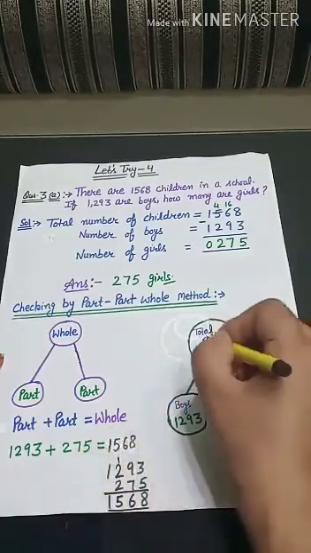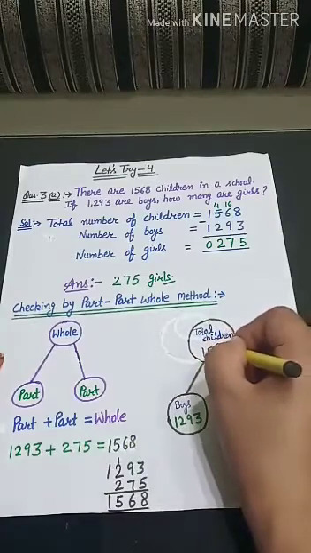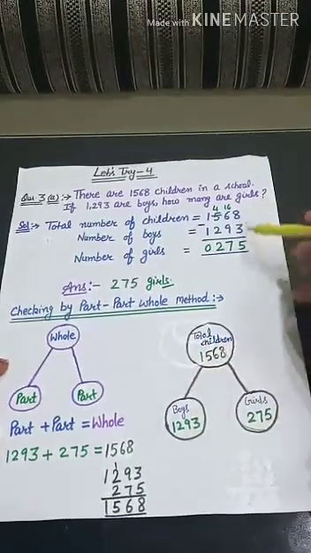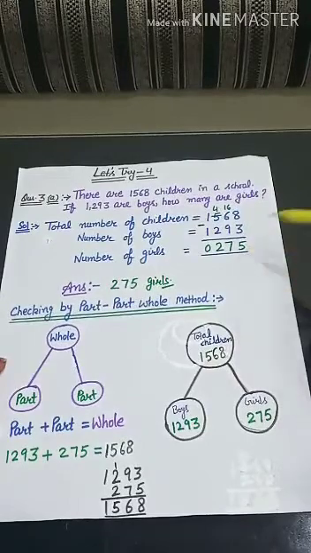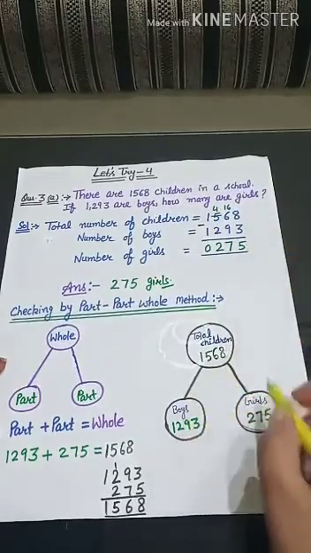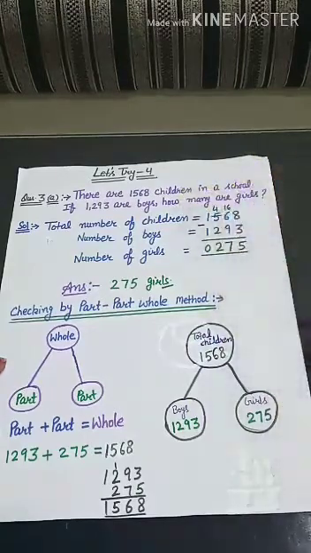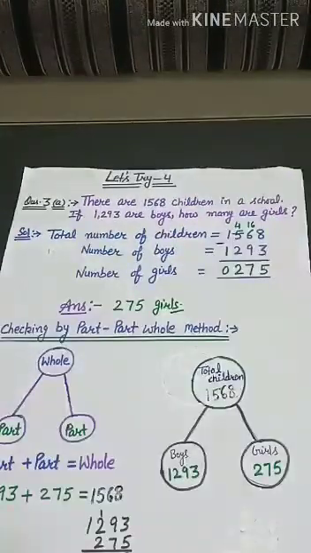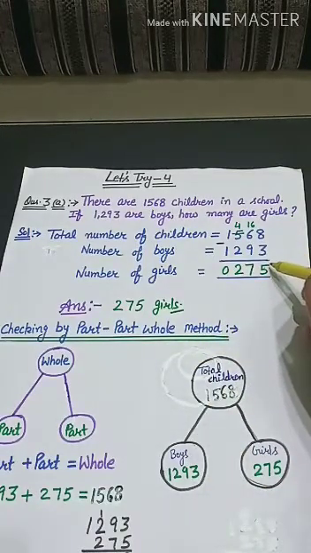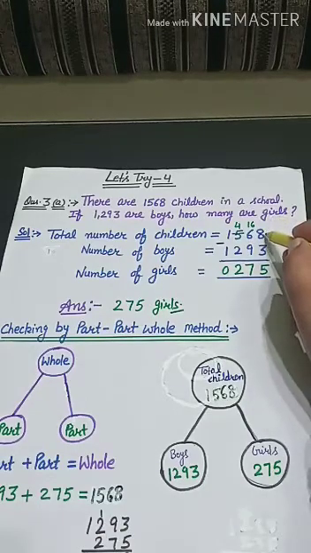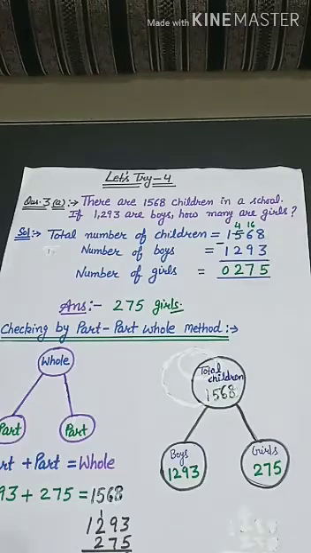That means the total number of children 1568, which is same as given in the question. That means our answer is correct, because by adding these two parts we are getting the total number of children, the same which is given in the question. So in this way you have to check your answer by this method. You just have to add the two parts, and if you get the total same as given in the question, that means your answer is correct.